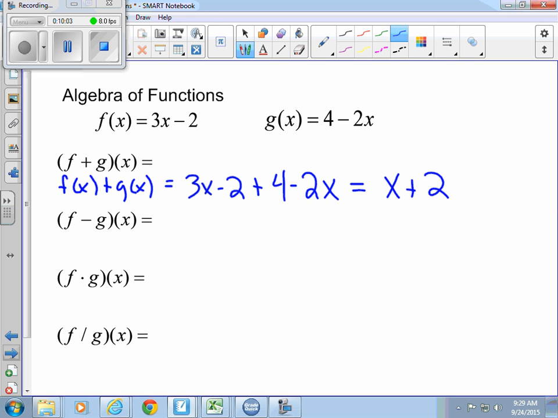So now let's do F minus G of X. Anyone remember something from algebra 2 we have to be careful about on f minus g of x? So I know it's just f of x minus g of x, which is 3x minus 2 minus 4 minus 2x. Do you want to do a problem with that? There's a problem.